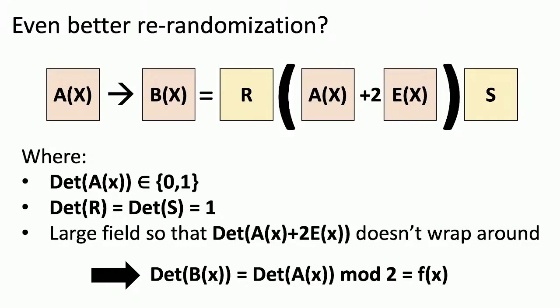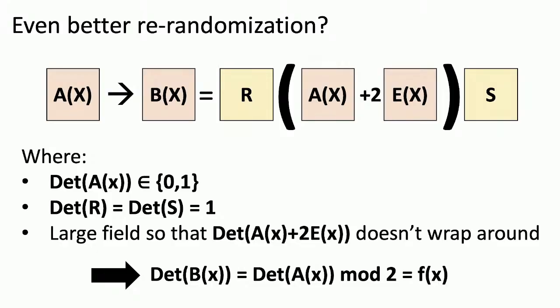And why this? For starters, having the determinants be 1 means that randomizing by R and S preserves the fact that the overall determinant is in {0, 1}. One more thing that might be a little less obvious is, when you evaluate, this error is going to totally mess up your determinant. If your original matrix A had determinant 0, adding this error might totally mess it up. But the error is always going to be even.